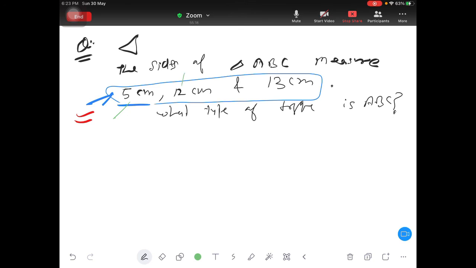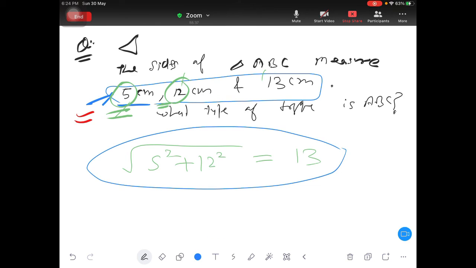Actually 5, 12 and 13 are a Pythagorean triplet. Now what is a Pythagorean triplet? For the smaller sides, 5 and 12, if you square them, add them and take the square root, you will get 13. So this follows Pythagoras' law, and Pythagoras' law is only valid for a right angle triangle. So this set is giving you the idea that triangle ABC is a right angle triangle. Correct? Any doubt in this?